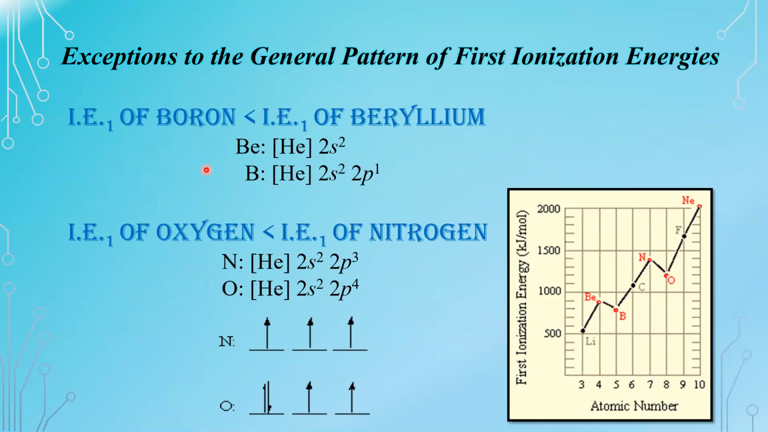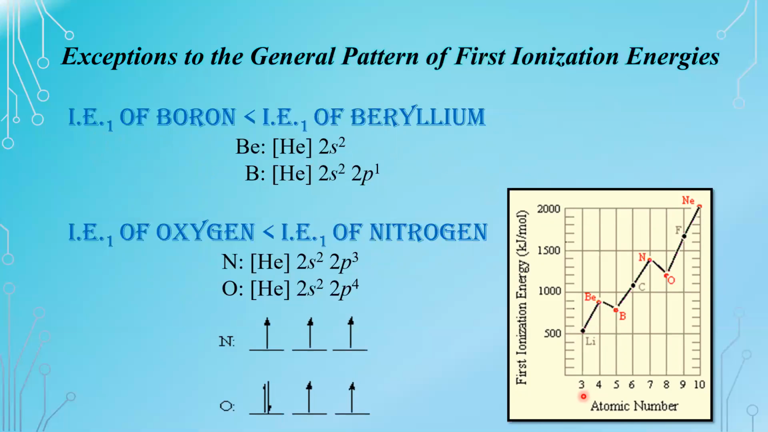We do have a few exceptions to the general pattern of first ionization energy. Now IE1 means first ionization energy. The first ionization energy of boron is less than that of beryllium. Now we can see that beryllium has atomic number 4, whereas boron has atomic number 5.